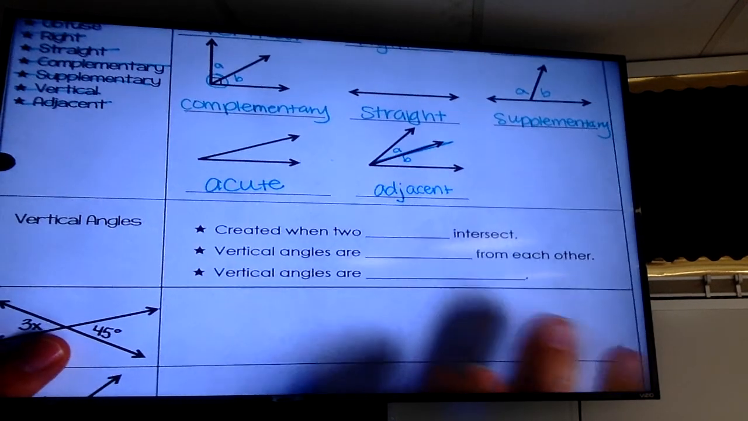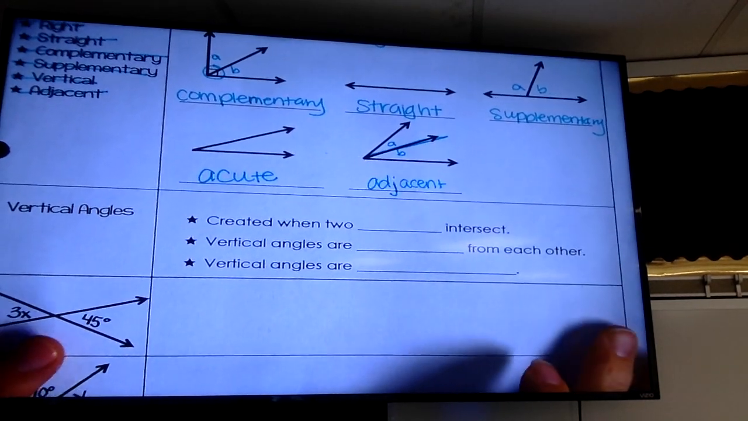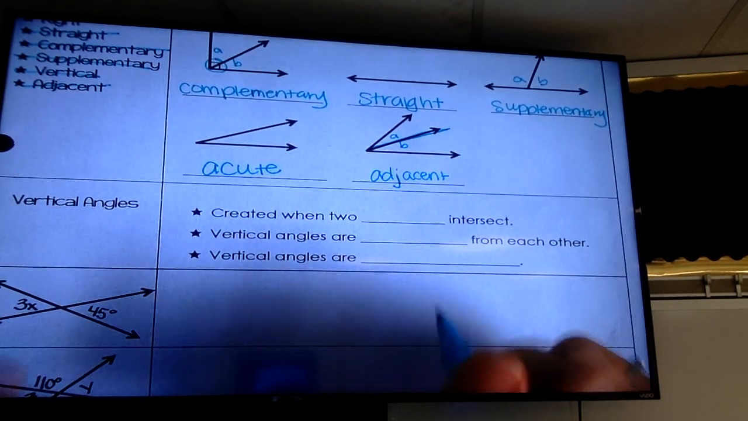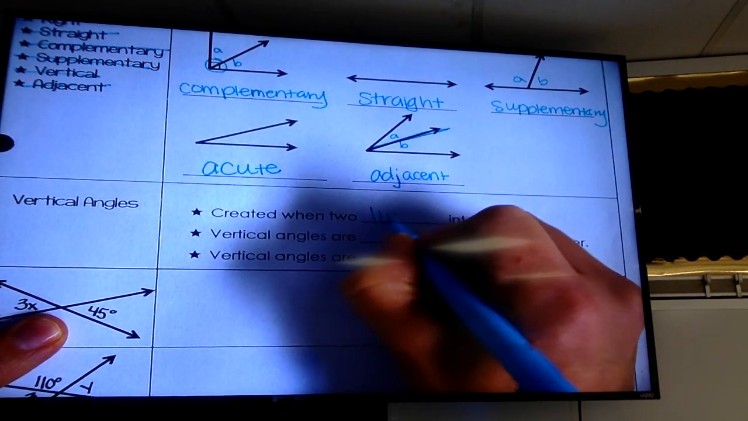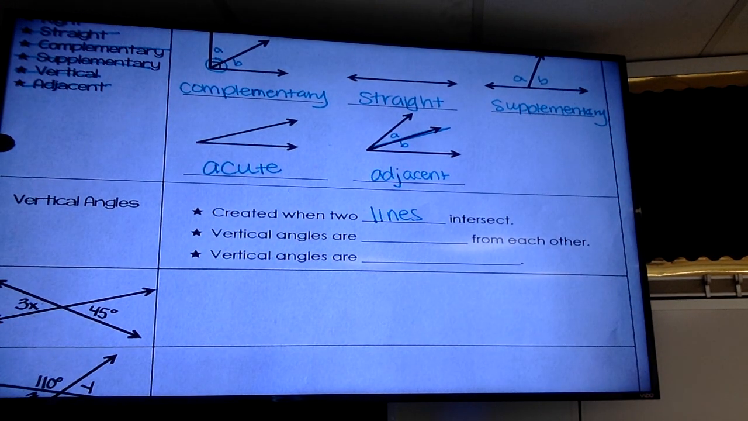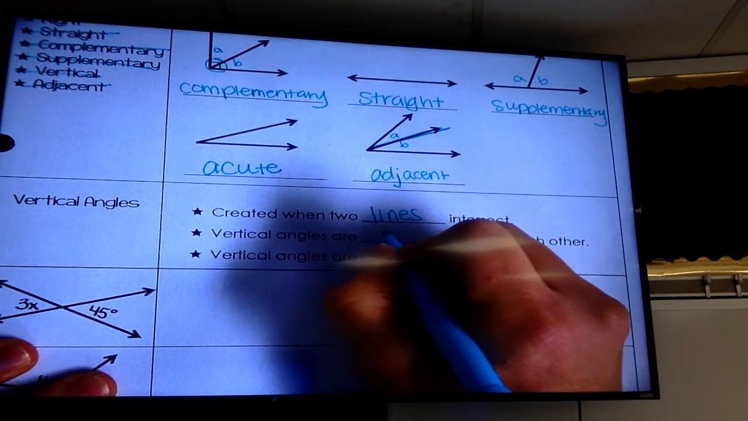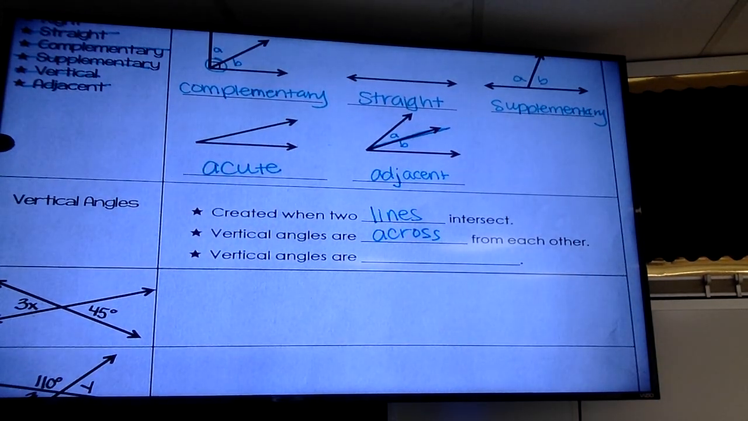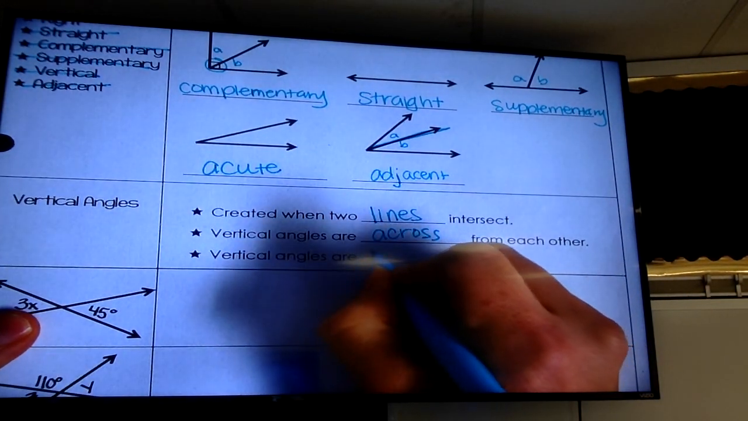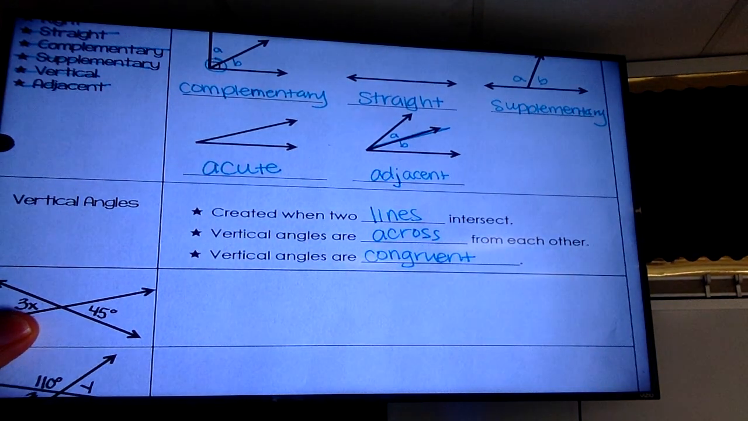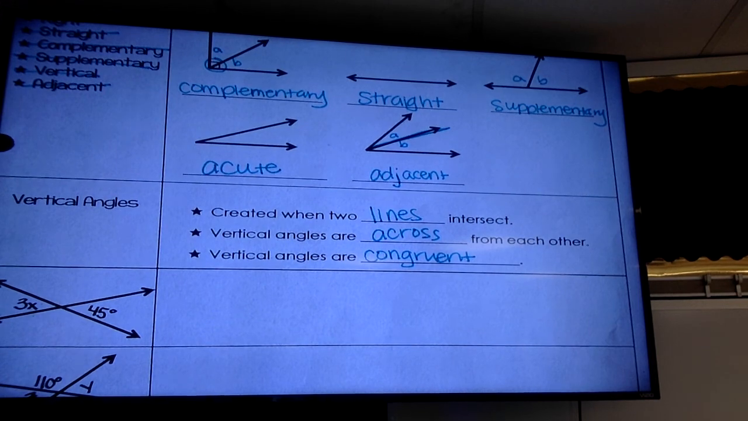All right, so today our focus is going to be a lot on vertical angles. So vertical angles are created when two lines intersect. When two lines intersect, it creates a set of vertical angles. Vertical angles are across from each other. And vertical angles are always congruent. Remember, congruent means that they're the same size.